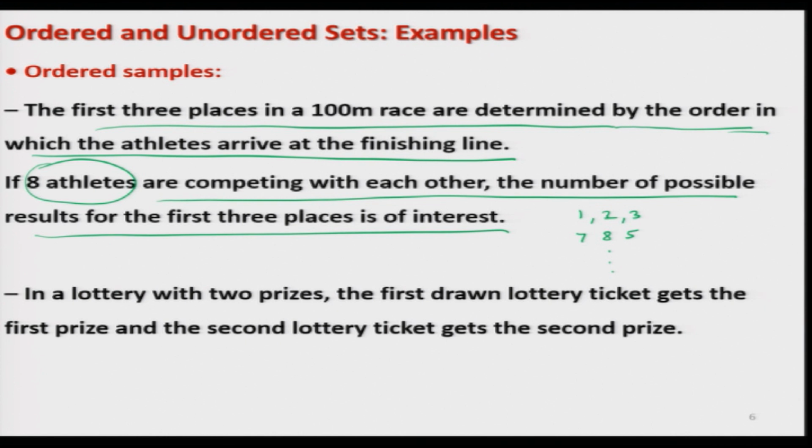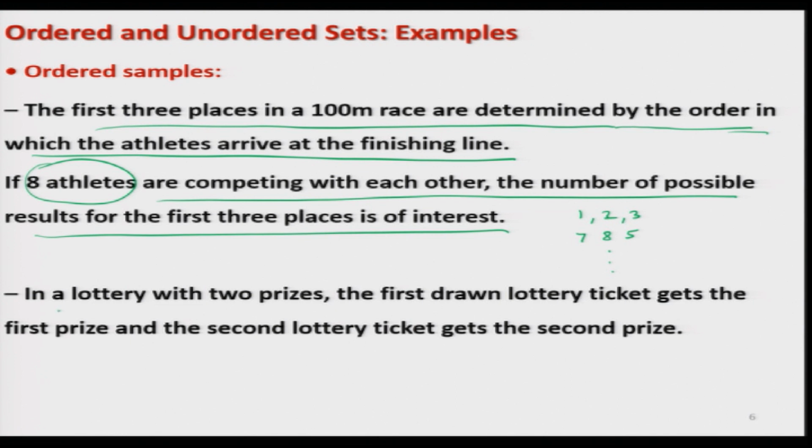But in this case you can see the order is very important. Any athlete who reaches first will be given the first prize. The athlete who reaches the second place will be awarded the second prize, and the athlete who reaches the third position will be given the third prize. Right. And any of those 8 athletes can occupy any of these 3 positions depending on how much time they take in reaching the goal.